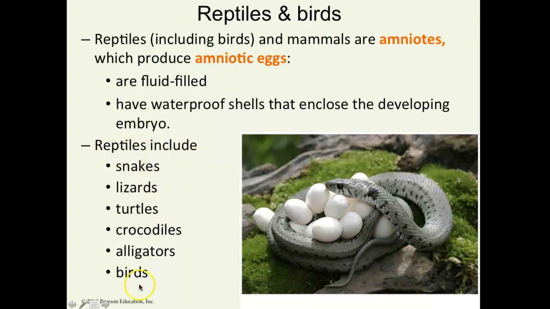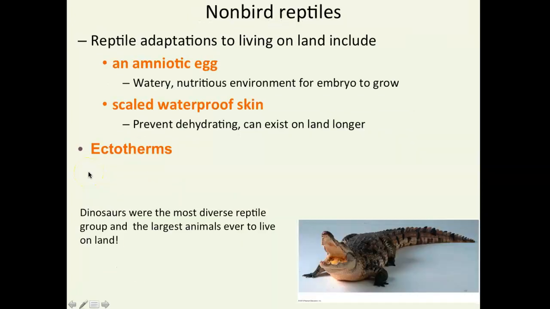All right, so these are all the different kinds of reptiles we have. Notice birds are in this group. Birds lay eggs, and so non-bird reptiles have an amniotic egg. The second thing that helps them be completely away from water is scaly skin. The scaly skin waterproofs them so they can prevent dehydrating and last on land longer. They also tend to be ectotherms, which means their body temperature is the same as the temperature outside. So they're very slow moving if it's cold outside. When it's warmer, their bodies are warmer and their metabolism speeds up, so they're more active.